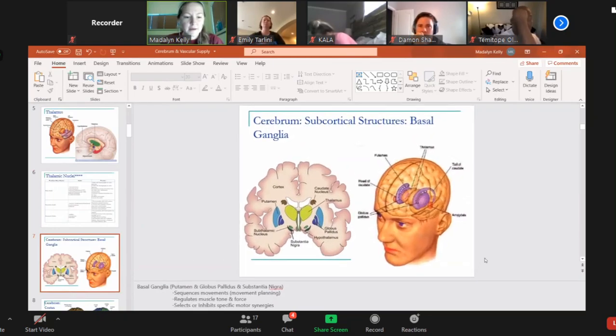Basal ganglia, movement planning. That's kind of what I'm just sticking with, movement planning as its definition. It regulates muscle tone and force. It selects or inhibits specific motor synergies. But if you have all these out of whack, then you're not going to have smooth movement planning.